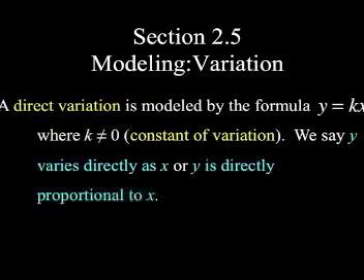A direct variation is modeled by the formula y equals k times x. The k is the constant of variation, and k cannot be equal to 0, because obviously if k equals 0, then you just have y equals 0 times x, and that is always 0. We say that y varies directly as x, or y is directly proportional to x. So you can hear this discussed in several different ways.